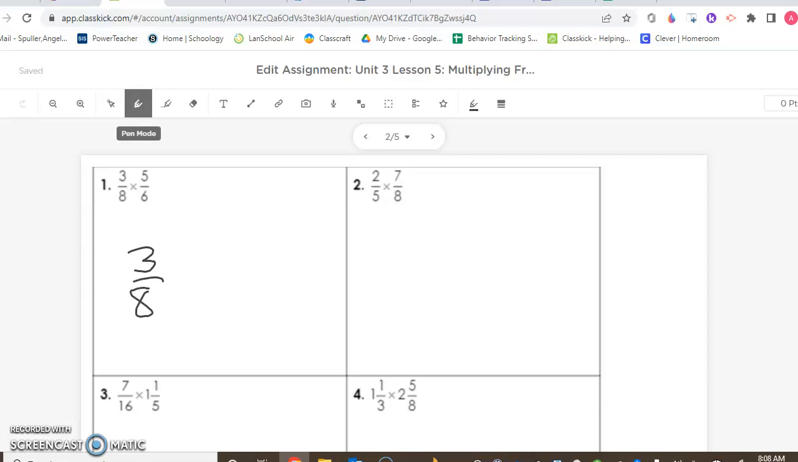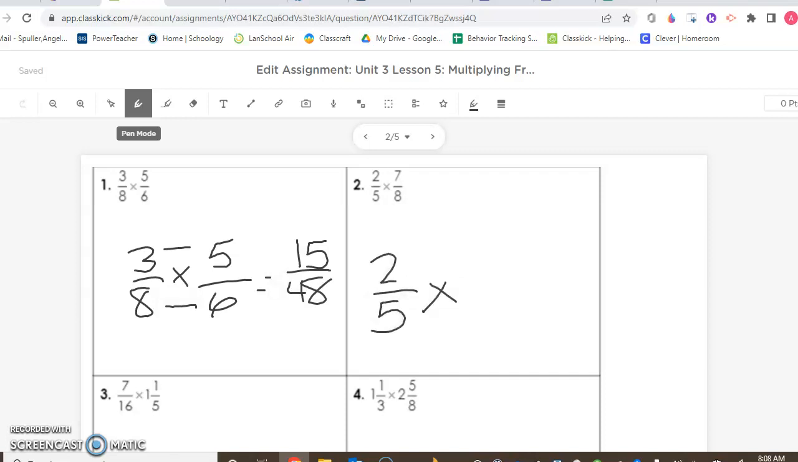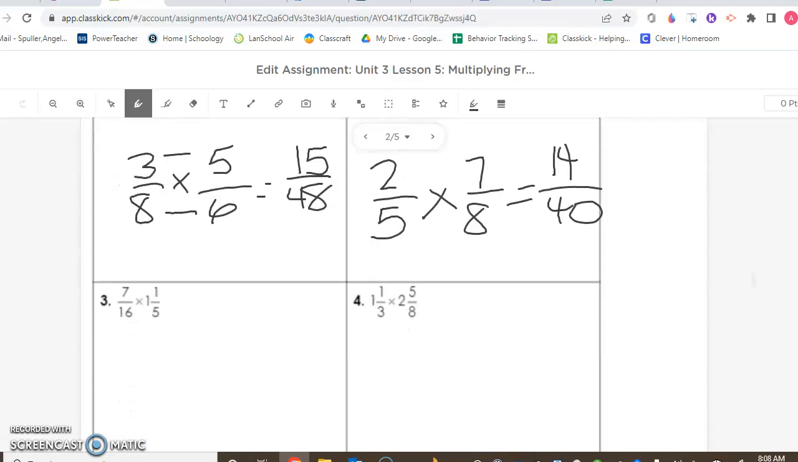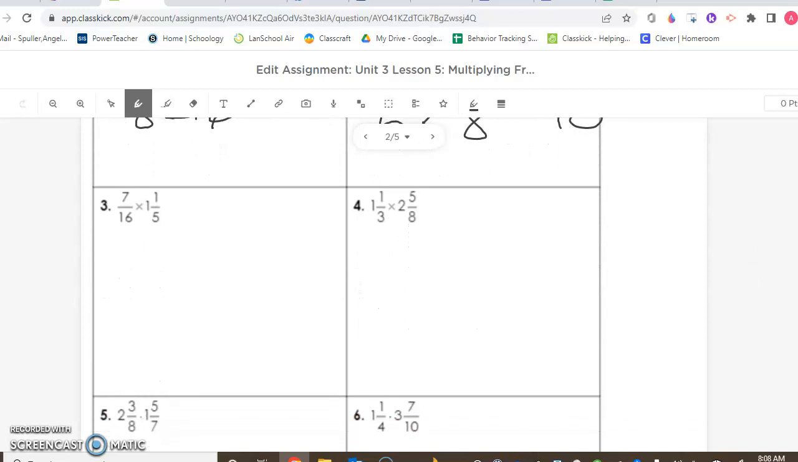3/8 times 5/6. Pretty easy. Go across. 15 over 48. Okay, 2/5 times 7/8, 14 over 40. I think those are just the two we just did, isn't it? Yes, it is. All right, well, good. We got the same answer twice.